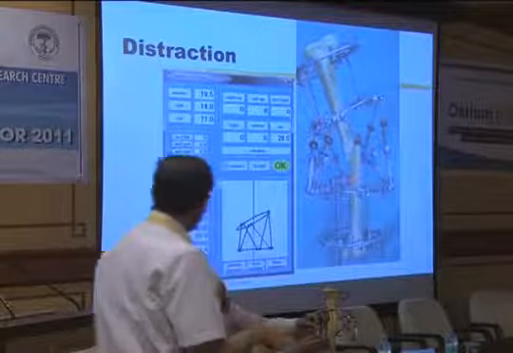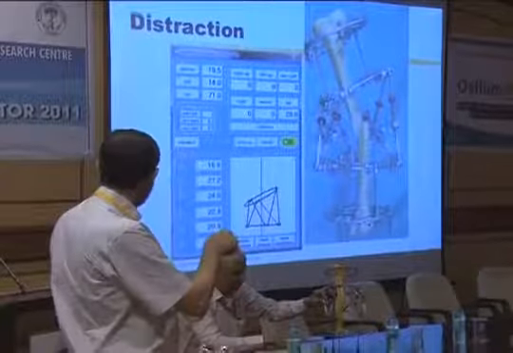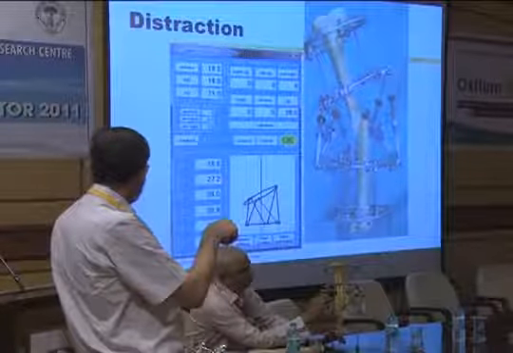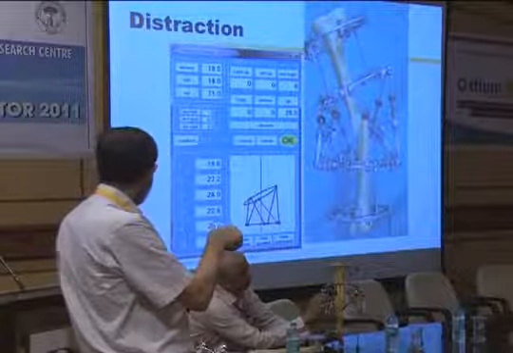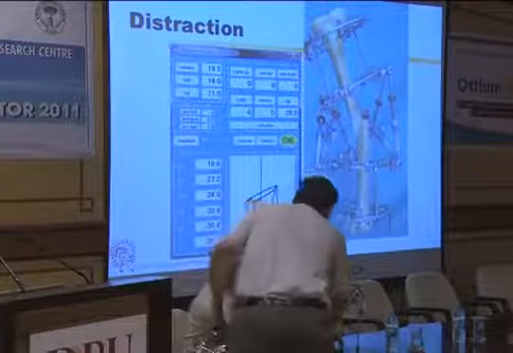All right. So if I want distraction of 28 millimeters, D1 has to go up by 18, D2 by 27, D3 by 24, D4 by 22, and this one by 20. Rest of them are all like 20.